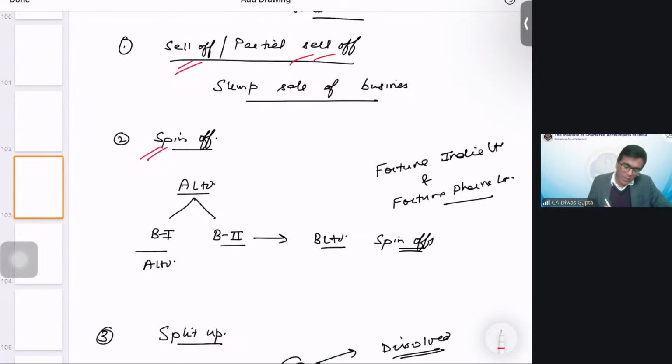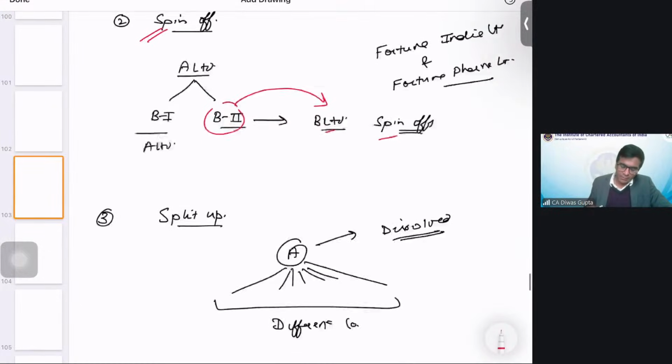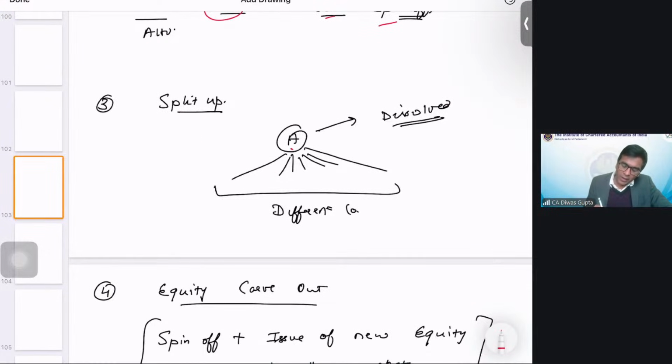Spin off. In a spin off, you do what? There are two different businesses. For one business, you create a new company, which is called a spin-off, and the new company stays within the same management of the old company. In a sell off you are selling to a third party; here you are selling to a company which is part of the same management. Split up. Now A is dissolved and different companies get created. That is called a split up.